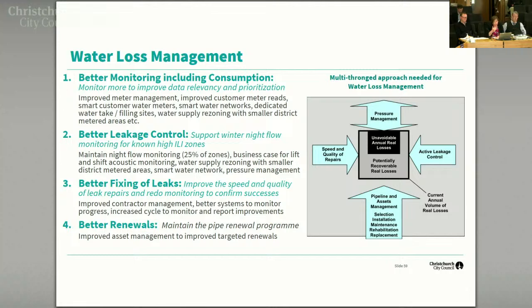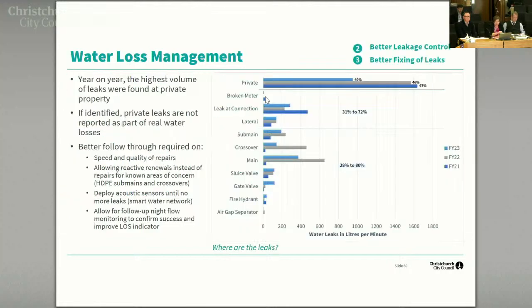Secondly, we should support our night flow monitoring with better leakage control, especially for the red zones, the high ILI zones. We can always do better by fixing our leaks, and staff is actively working on improving contractor management and better systems to monitor progress. We will certainly be looking at increasing the cycle of monitoring so that we can show the improvements earlier than every 4 years. And lastly, of course, asset management targets our renewals to the right places.